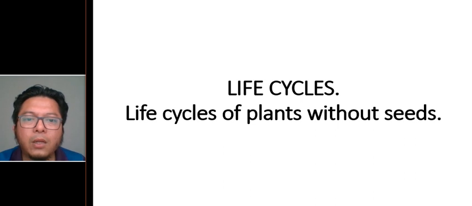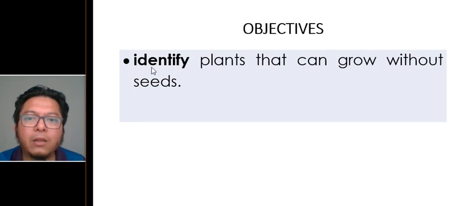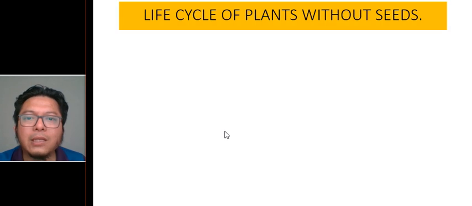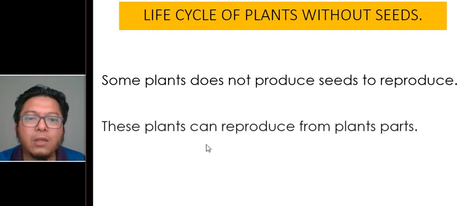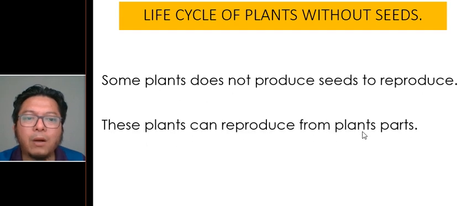But this week we shall learn about life cycle of plants without seeds. Planting plants without its seeds. Now our objective is to identify plants that can grow without seeds. Now a few plants in the world can grow without seeds. It can reproduce without seeds. Now example would be some plants does not produce seeds to reproduce. These plants can reproduce from parts of plants.